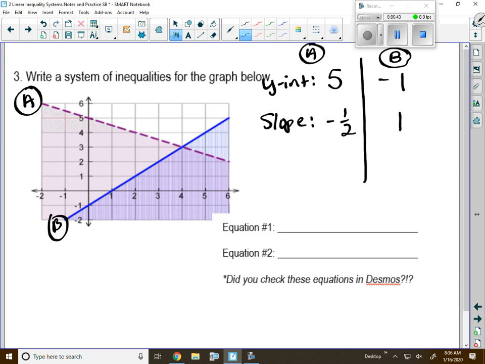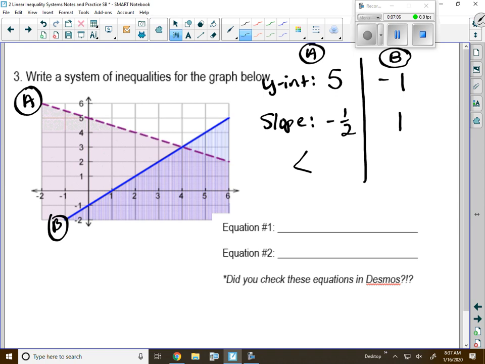Okay, now we have to decide which symbol do we use, because we're no longer working with an equal sign. So for line A, where is it shaded? Above or below? Below, which would be what? Less than. Is it going to have the equal to bar? No, because it's a dotted line.